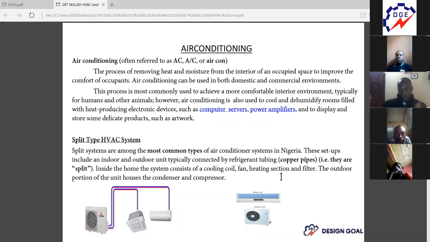I know very well it's not everyone that would have had the chance to be around maintenance of air conditioning indoor units. That's the same way it is done inside the indoor unit. Then it has a cooling coil. Then it has a fan which blows air across the cooling coil. Then we have the heating section where it applies.